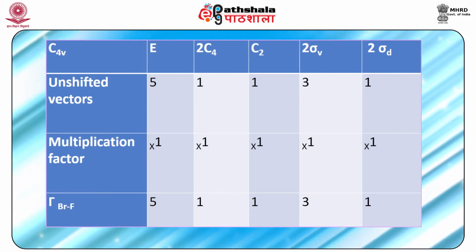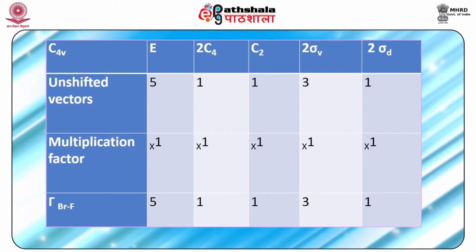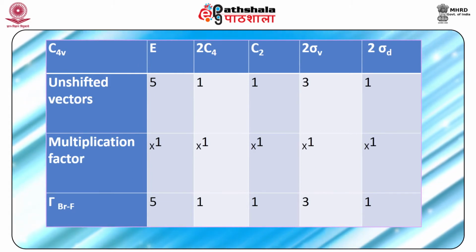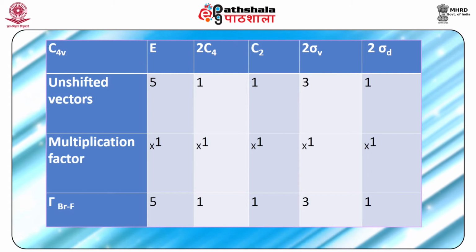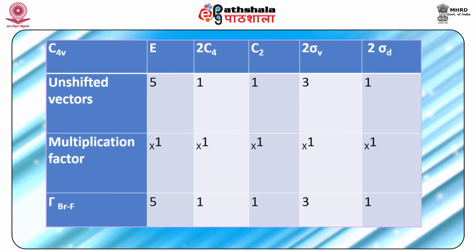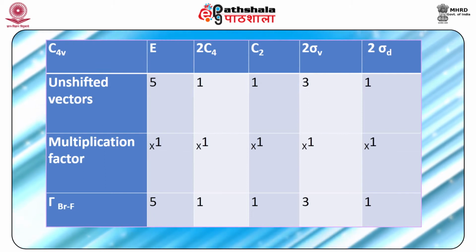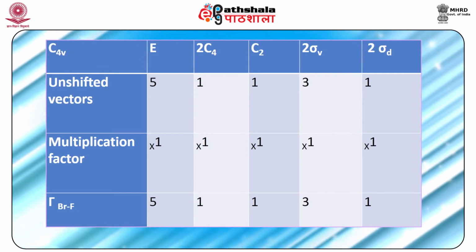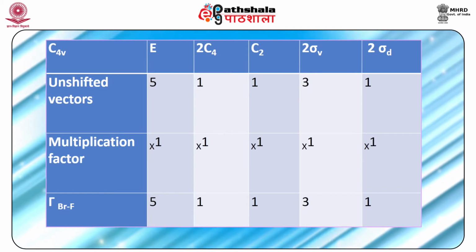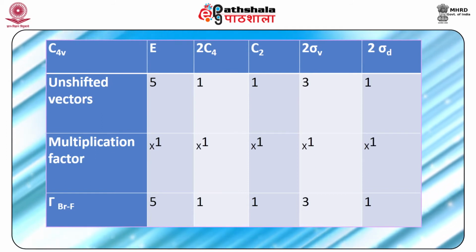That is, under E, 5 bond vectors are not shifted. Under C4, only 1 bond vector is not shifted. Under C2, only 1 bond vector is not shifted. Under sigma v, 3 bond vectors are not shifted. Under sigma d, only 1 is not shifted. So, after using the multiplication factor, we get tau BrF as 5, 1, 1, 3, 1.